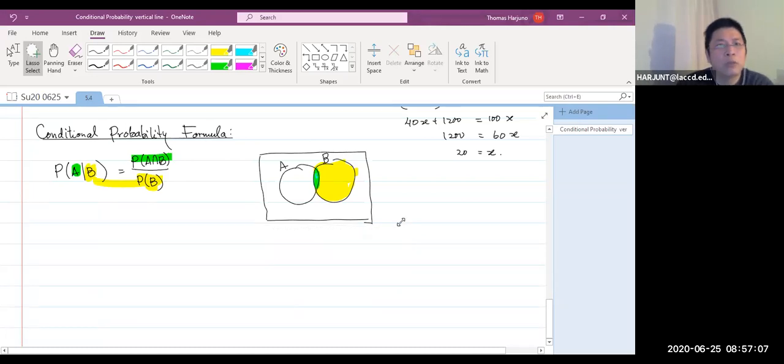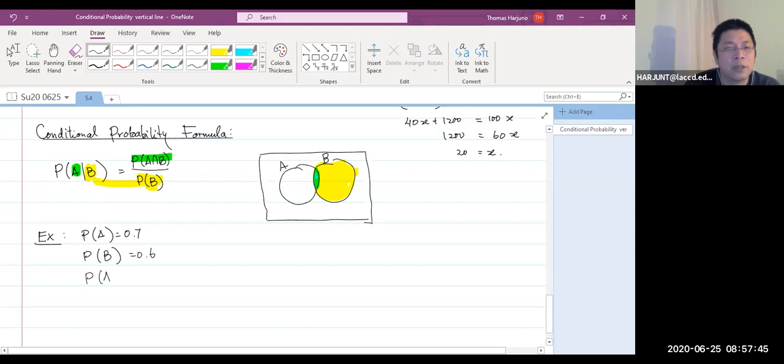Now, notice that we don't use this formula if we have a Venn diagram or contingency table, just like the inclusion-exclusion formula. We use it if we don't have a Venn diagram or contingency table. Let's say, for example, probability of A equals 0.7, probability of B is 0.6, probability of the intersection is 0.5.